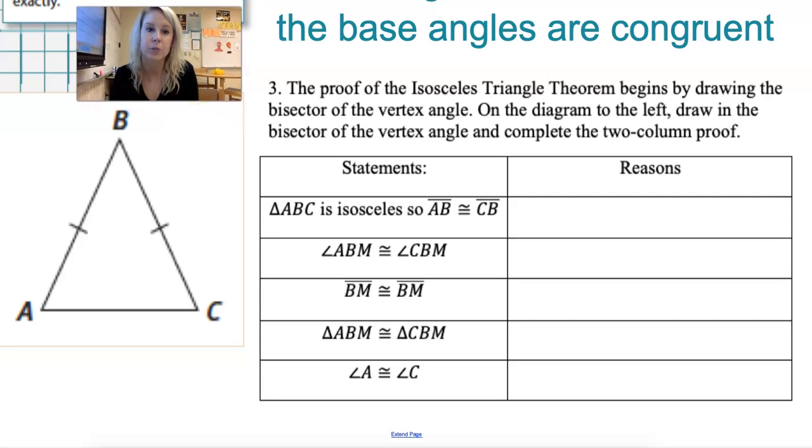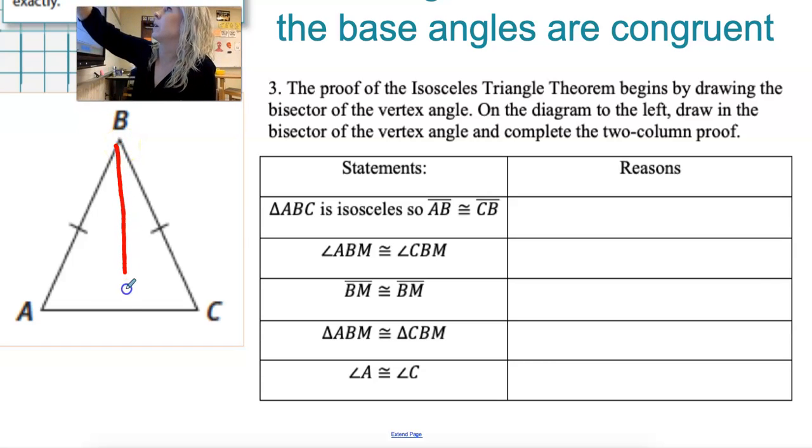All right, so I have a proof to my left. It says the proof of an isosceles triangle theorem begins by drawing the bisector of the vertex angle. So what I have to do is draw a line straight down from B and create an angle bisector. Let's do that with me.